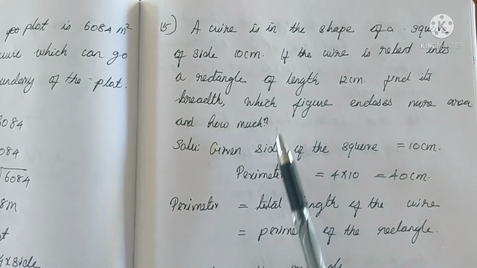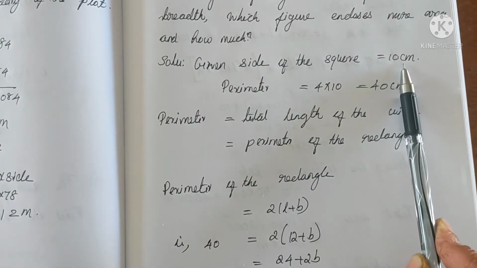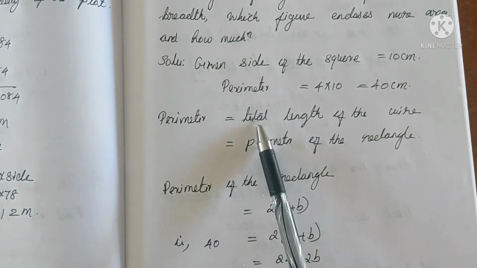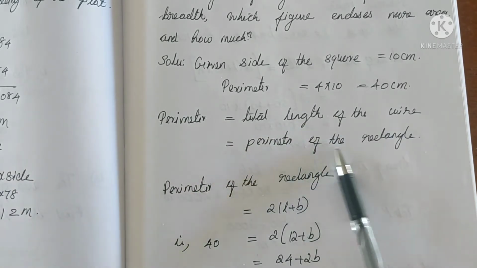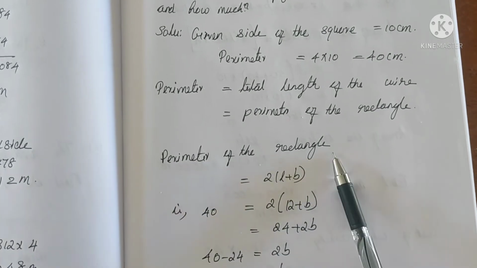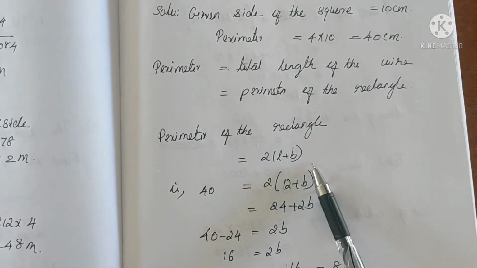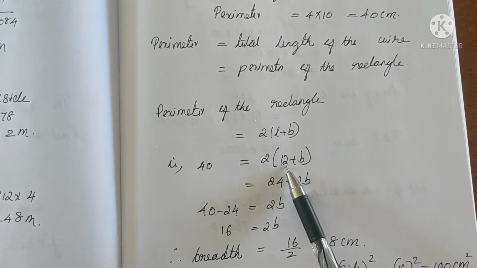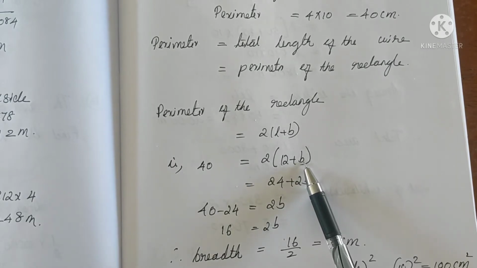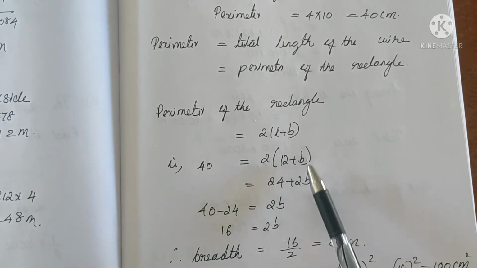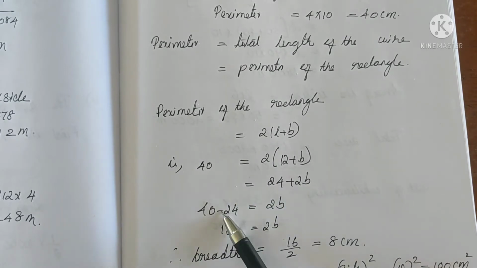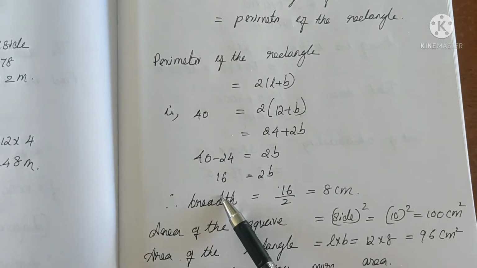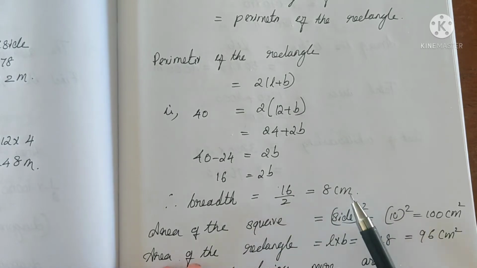By using that, we can find the breadth of this rectangle. Let's find that first. Given side of this square is equal to 10 centimeter. Perimeter is equal to 4 into 10, which is 40 centimeter. Perimeter is equal to total length of the wire. That is equal to perimeter of the rectangle also. What is perimeter of the rectangle? We know the formula 2 into (L plus B). That is 40 is equal to 2 into (L plus B), L is given 12. B we don't know, that we have to find. So 2 into 12 becomes 24, plus 2 into B, 2B. Now take this 24 to this side. 40 minus 24 becomes 16. So 2B is equal to 16, which means breadth is equal to 16 by 2, which is 8 centimeter.